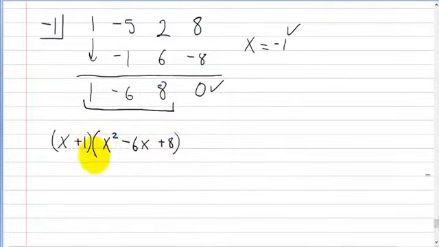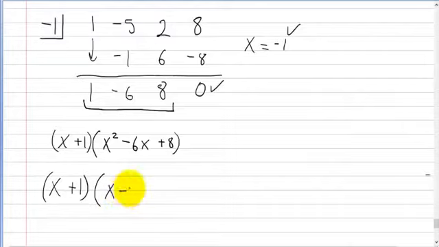At this point, we can either do synthetic division again on this, or we can factor it. Looking at it, it's not so bad to factor. So I'm just going to factor it, because I see that I have a negative 6 and an 8 here. I know that I can do x plus 1, and then x minus 2 and x minus 4. So x times x is going to give me the x squared.